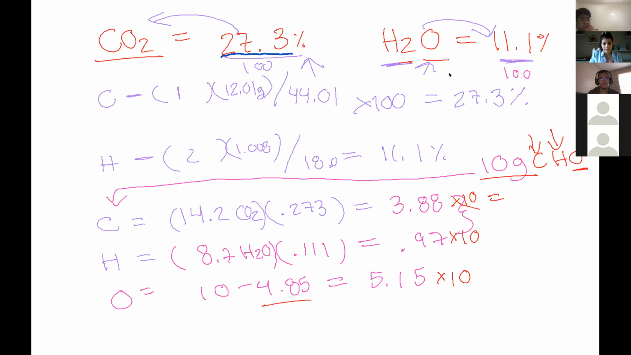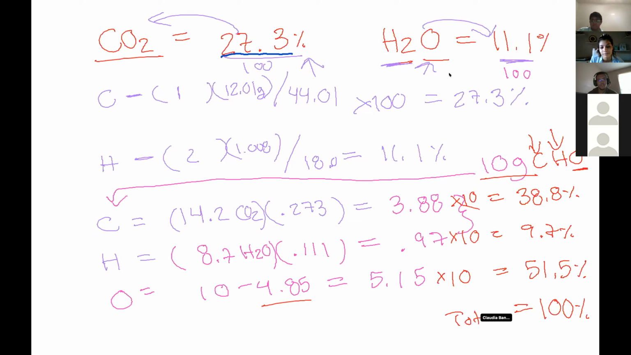Now we just multiply this by 10, and this should be the answer Dr. Alexander gave you, which is 38.8%, 9.7%, and 51.5%. And the reason we don't multiply by 100 is because if we did, it wouldn't give us 100% in total. They should give you 100% total.